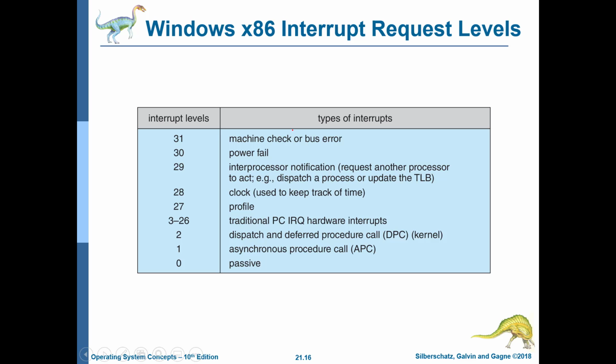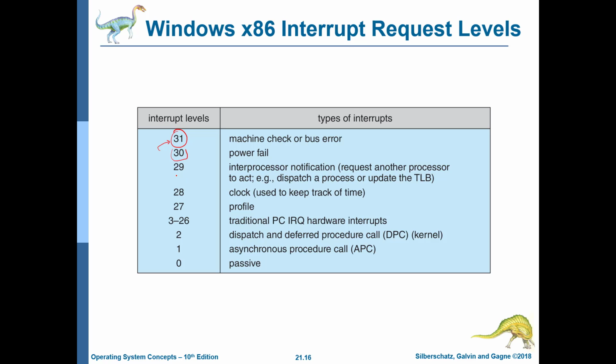So let us now look at some Windows interrupts. The interrupt levels are defined like this, where the higher the level, the higher the priority of the interrupt. Level 31 is known as a machine check or a bus error, which for obvious reasons has the highest priority, because if the machine fails, then clearly we need to take a look at that first, and after that is a power failure. So these two are clearly the most important because something immediate has to be done.